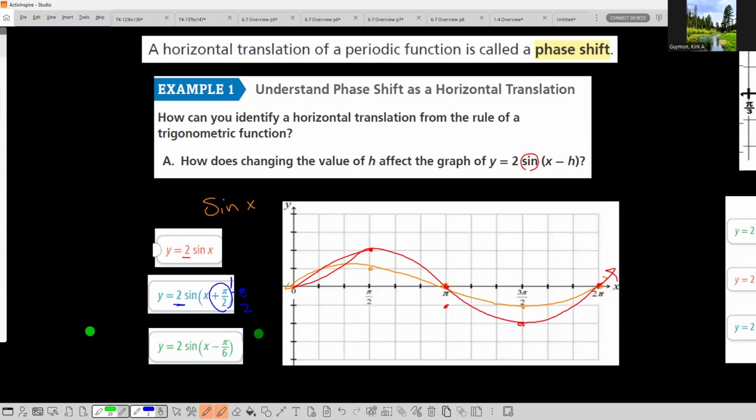And then we should have started at 0, to high, back through 0, to low, and back to 0. So it would have finished right there at my 3 pi over 2. Okay, now let's go to the green one. So this green one, instead this time we're going pi over 6 to the right. So pi over 6, this would be 3 pi over 6 for pi over 2. And this would be 2 pi over 6. So this would be my pi over 6 right there.